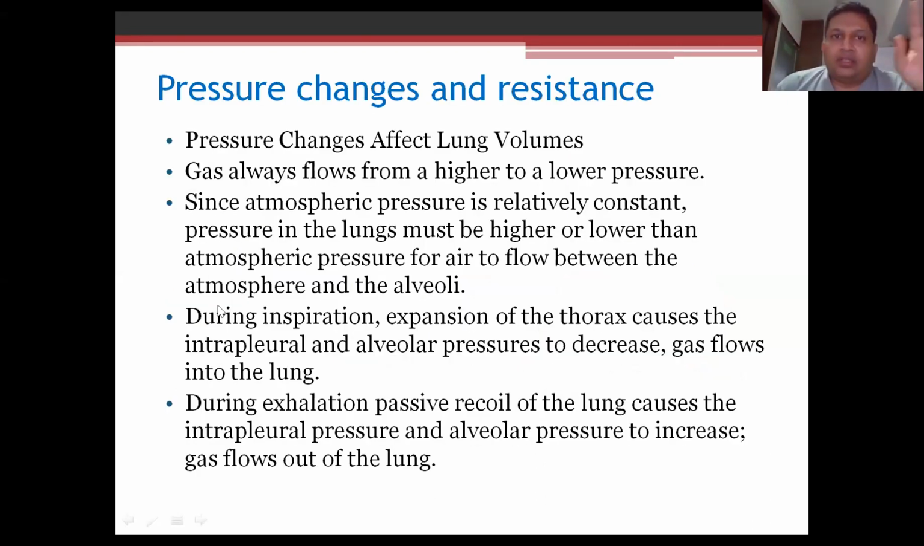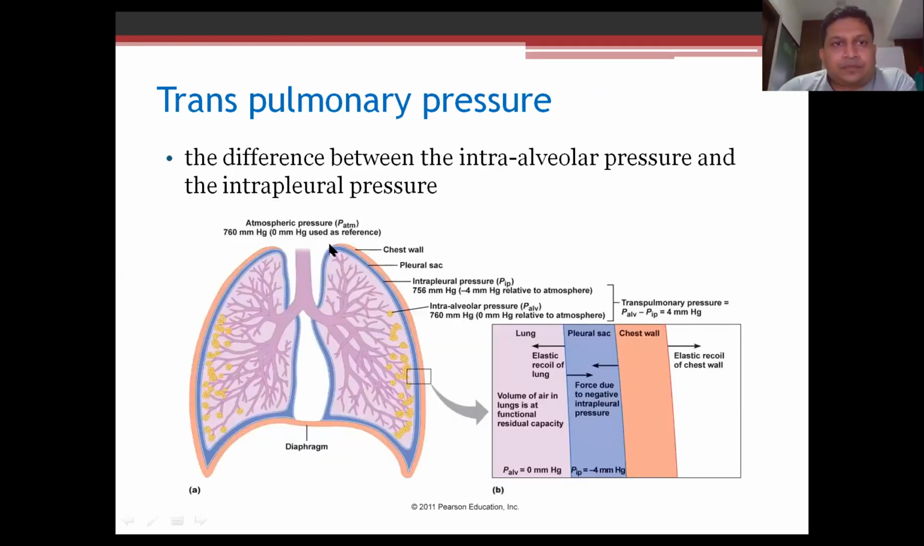Now that was all about compliance. Now pressure changes, and another thing, resistance. Why pressure changes? As we know, a flow of air or water or anything will happen only if there is a difference in pressure from one place to another. If the pressure is the same at both points of a tube, then there will not be any flow of fluid or air. So for air flow to happen, there has to be a change in pressure in the lung, so that inspiration and expiration can happen.